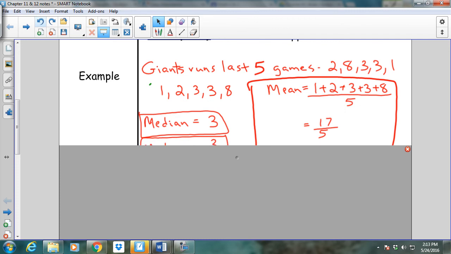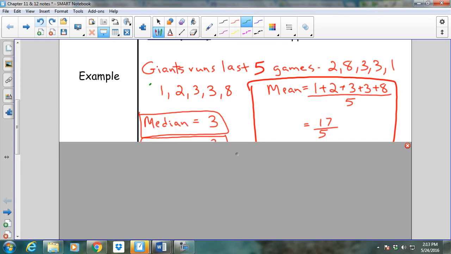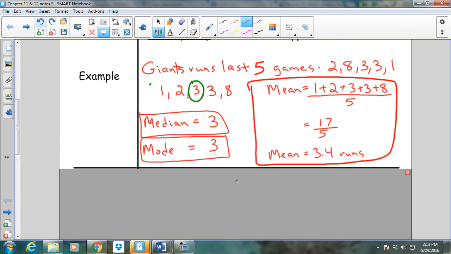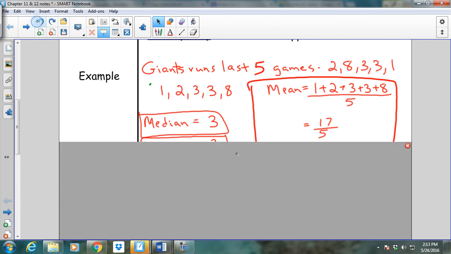To figure out the median, you go to the middle section. It's easy to do with 5 numbers, but if you had a whole longer list of numbers, you would count how many numbers we have, and then you'd find the middle number. So the median is 3. That's the number in the middle. And then the mode is also 3 because the number 3 occurs twice. If they only appear once, you would say there's no mode. But in this case, it is 3.